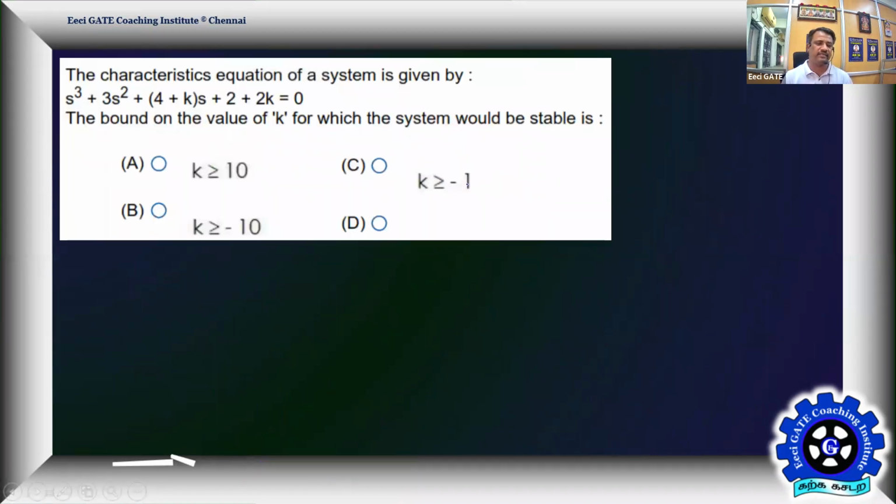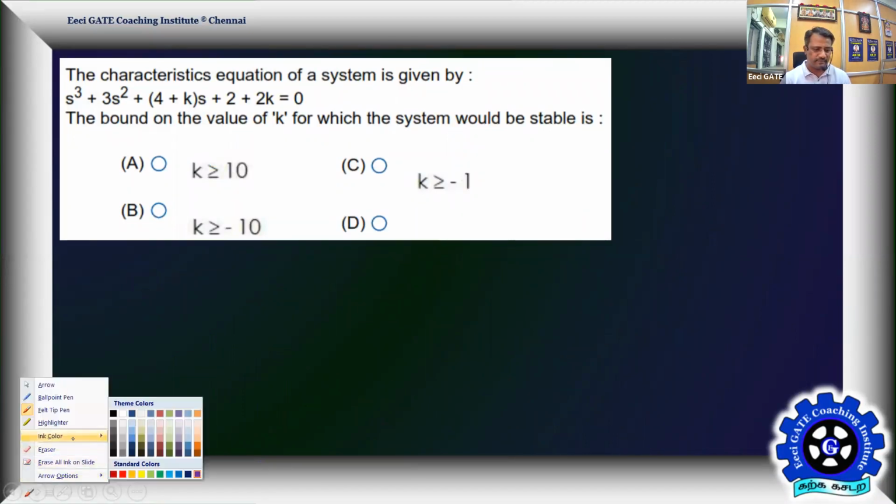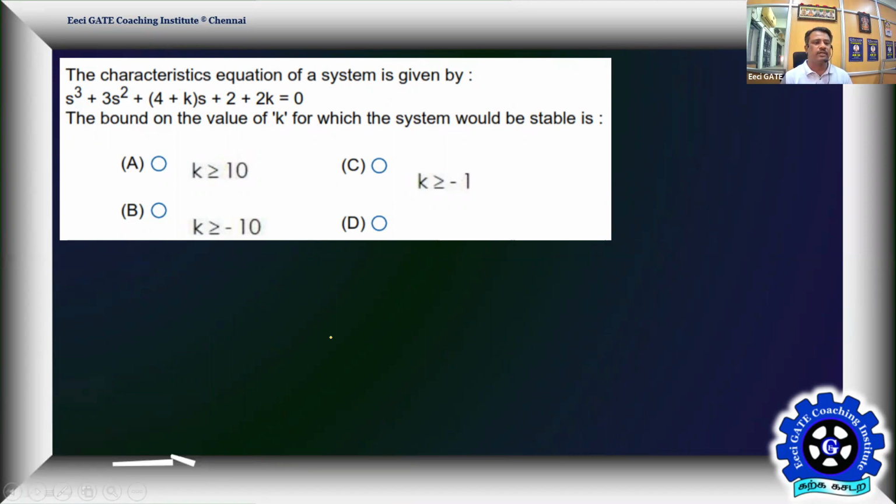Next problem: the characteristic equation of a system is given, s cube plus 3s square plus (4 plus k)s. I'm just showing the speed at which you have to play in the exam as well. This will serve as an example for a right aspirant who knows everything, so feel that way. Then I'll begin with this.